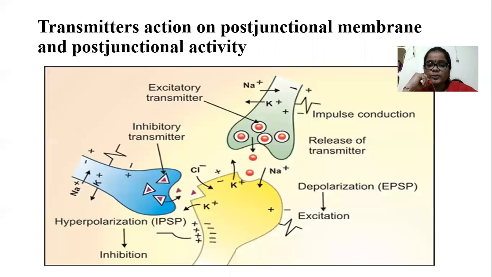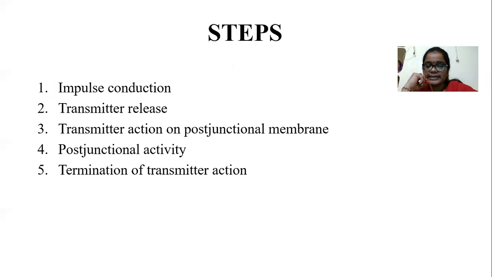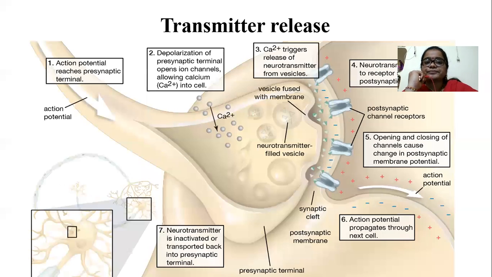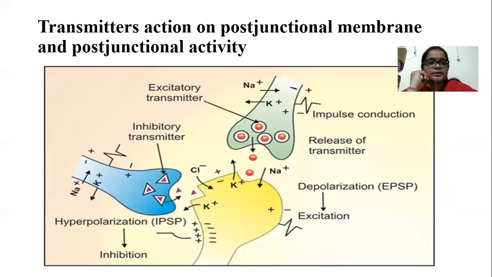In neurohumoral transmission, the first thing is impulse conduction, meaning how impulses are conducted from one neuron to another neuron. First, how the action potential is produced. When a stimulus is exposed to the resting neuron, there is production of an action potential. After the action potential, after depolarization, repolarization happens, then hyperpolarization, then the resting state. Then transmitter release.